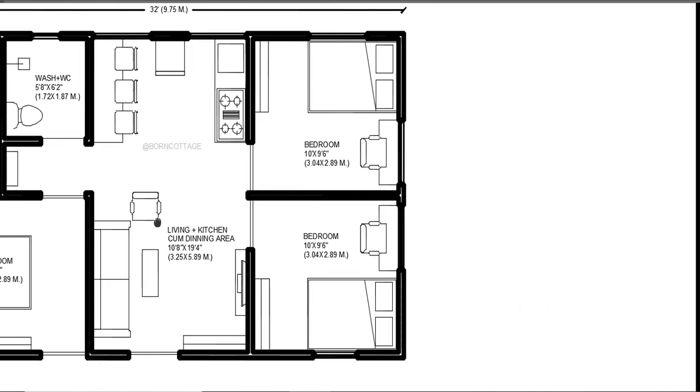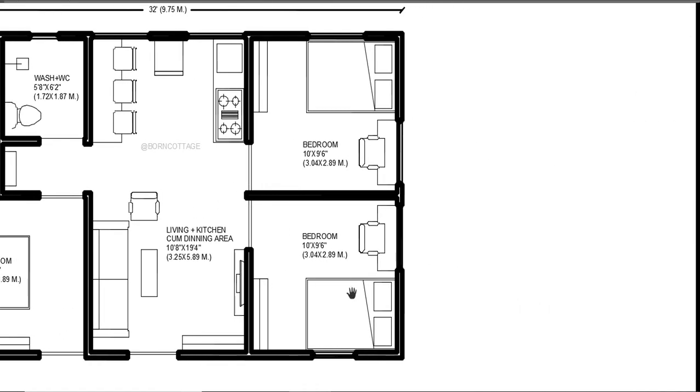So we have 2 bedroom here with same size. You can see here the bed arrangement, wardrobe arrangement and study table with chair and large size windows for ventilation and light purpose. So this is the 3 bedroom shipping container house you are watching on the screen.